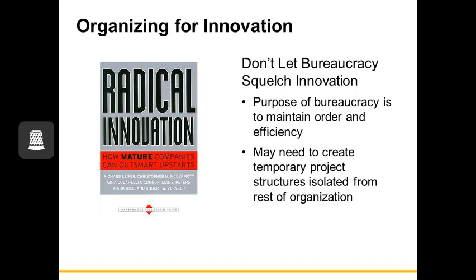Bureaucracy has a place within our organizations. It helps us maintain efficiency in our day to day operations, but it doesn't necessarily help us innovate. And we need to think about how we are going to structure our organizations in such a way that we can maintain our order, we can maintain our efficiency, but we can also support innovation.